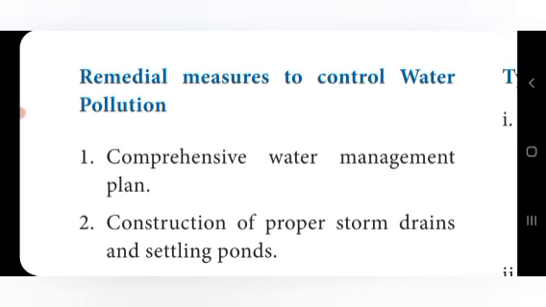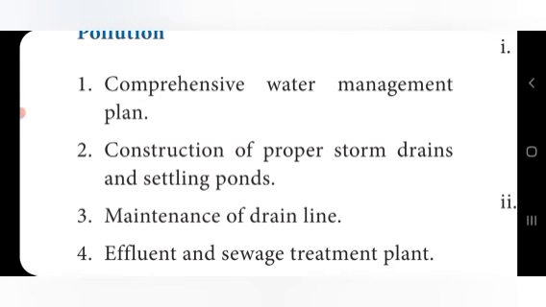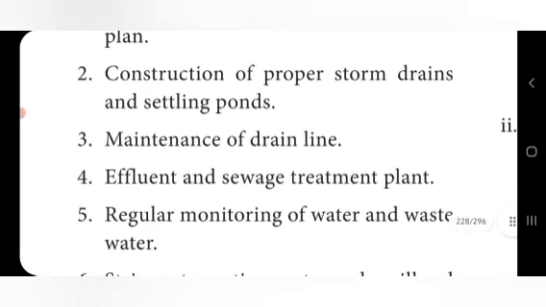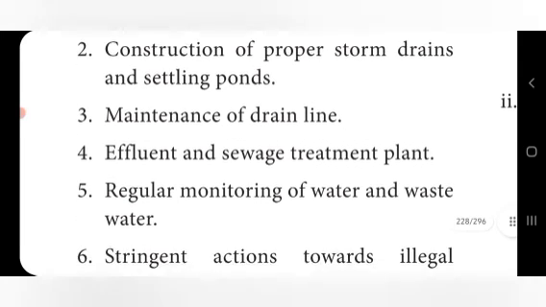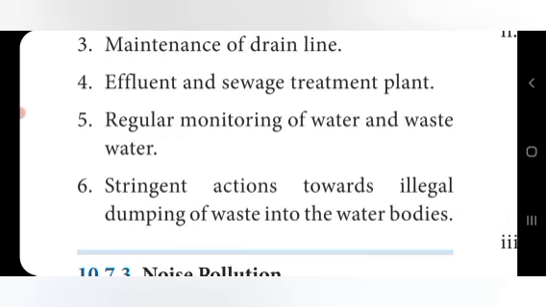What are the remedial measures to control water pollution? Comprehensive water management plan. Through a comprehensive water management plan, we can control water pollution. Construction of proper storm drains and settling ponds. The government has to manage and construct the dams and ponds. Maintenance of drain lines. The drain lines going into urban areas and also the villages should be maintained by the government.